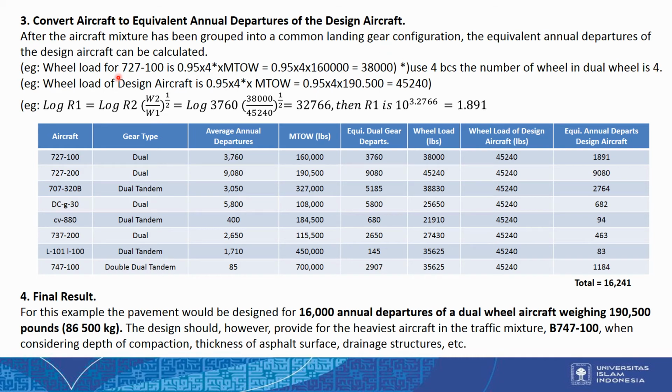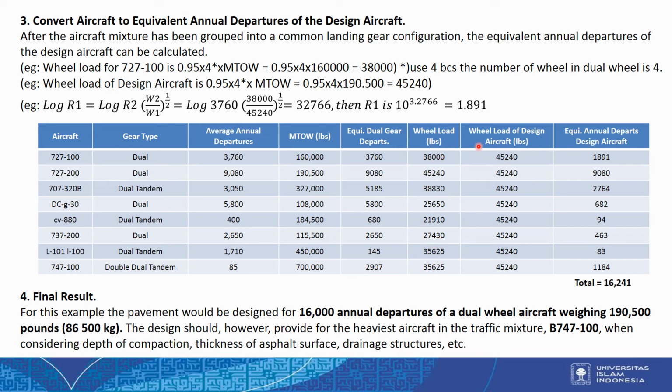So for this example, we will get the wheel load from 0.95 multiplied by 4 and multiplied by the maximum takeoff weight, the MTOW. We can get it from here, and we will get 38,000 here, and all of this is multiplied by 0.95 and multiplied by 4, and we will get this wheel load.